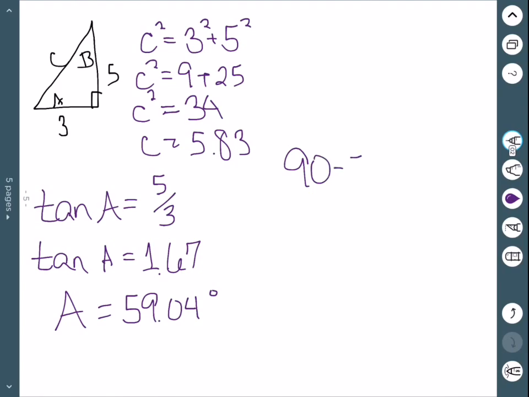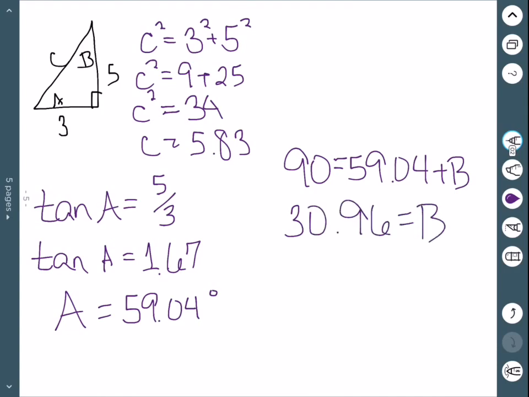We can then do 59.04 plus our missing angle B is equal to 90. So then if we subtract 90 minus 59.04, we get angle B, which is 30.96.